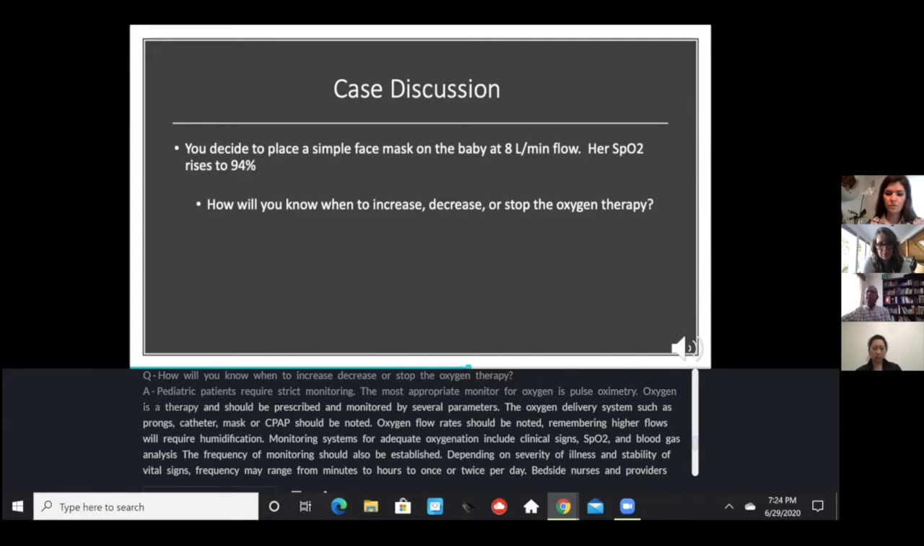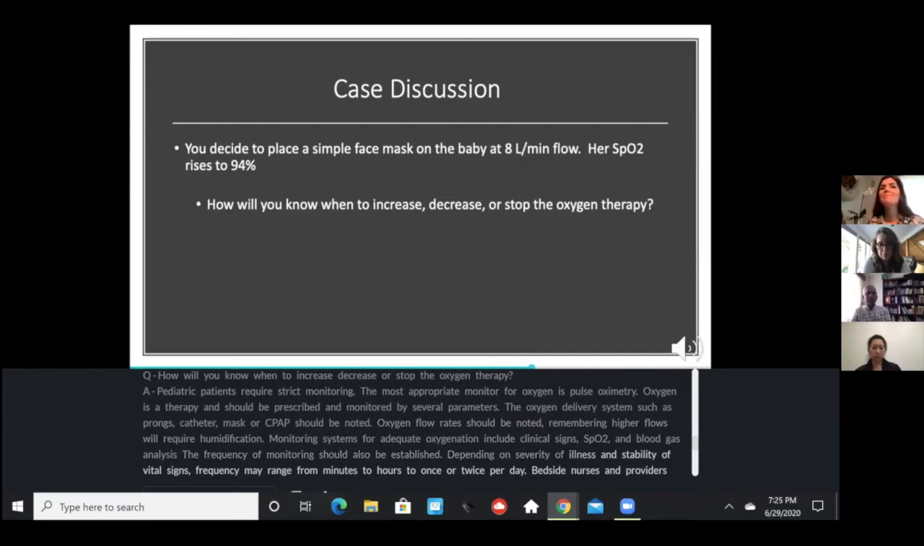Oxygen is a therapy and should be prescribed and monitored by several parameters. The oxygen delivery system, such as prongs, catheter, mask, or CPAP, should be noted. Oxygen flow rates should be noted, remembering higher flows will require humidification. Monitoring systems for adequate oxygenation include clinical signs, SpO2, and blood gas analysis. The frequency of monitoring should also be established.